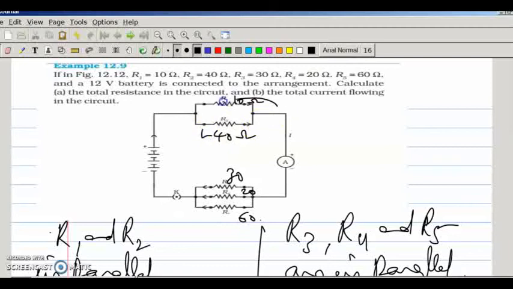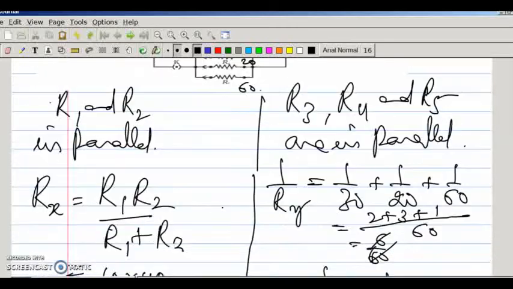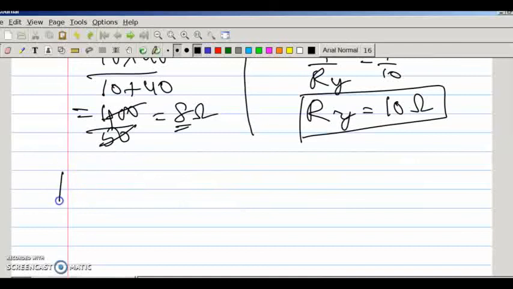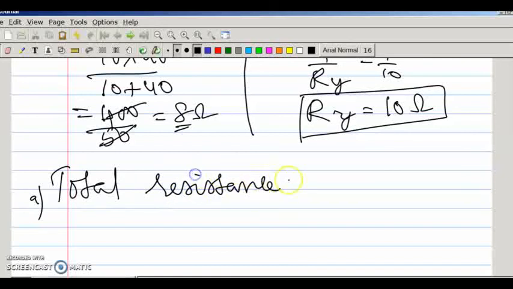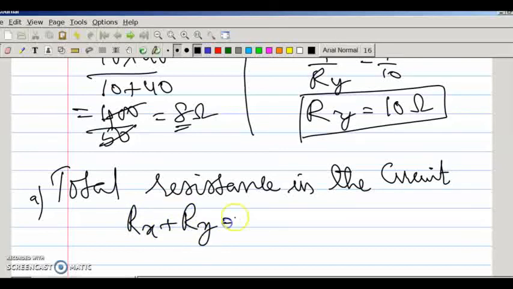Now this part and this, both of them will be in series. So what did we get? As for the first part, total resistance in the circuit will be equal to Rx plus Ry. That is 8 ohm plus 10 ohm. That will be 18 ohm. Now we are moving to the next one.